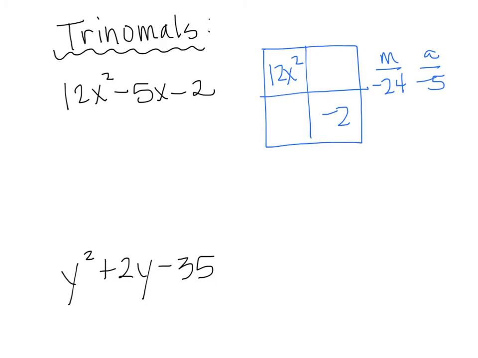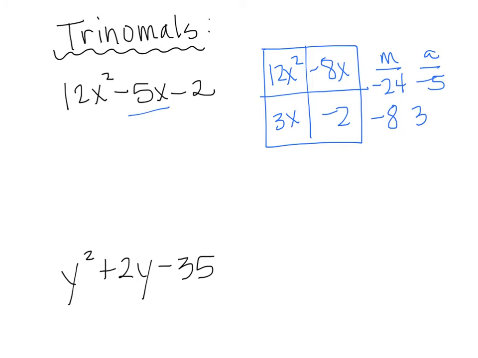And the negative 24 came from these 2 numbers right here. So 12 times negative 2 is negative 24. And the 5 came from right here. That's what I'm trying to replace. So what 2 things are going to multiply to a negative 24 and add to a positive 5? Well, it's going to be negative 3 times 8. So instead of a 5x, I'm going to have a negative 3x and a positive 8x.